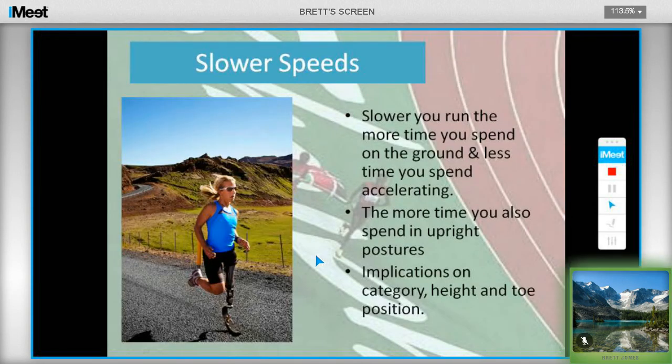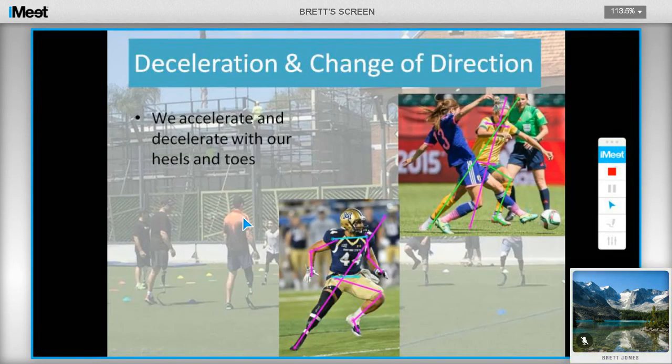At slower speeds, running a marathon, you spend more time on the ground and less time accelerating. You're at constant velocity more often, so you really don't need a lot of toe, and you're spending a lot more time in an upright posture. So we may need just a softer foot to compensate for some of the vertical loading, to absorb some of those forces. We really don't need as much toe, and we're not going to compress the foot as much because we're not traveling as fast. There's only probably 2 to 3 times body weight through each foot contact, so we may not need the stiffness in the category at slower speeds.